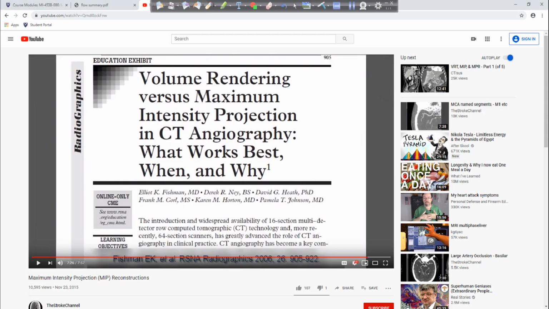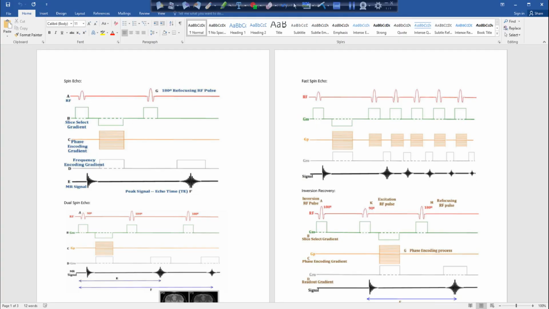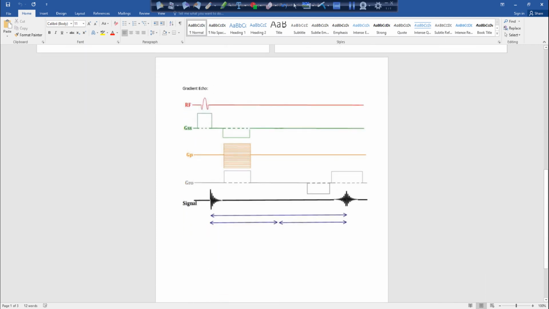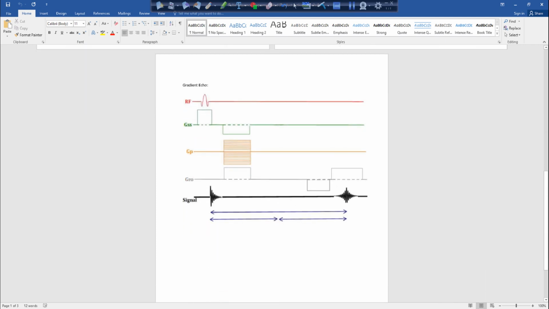So what is really happening with those PC bipolar gradients? Let's just take a gradient echo. If you had blood flow going on the frequency encoding axis, you could just create those bipolar gradients on this axis. So it looks something like this.